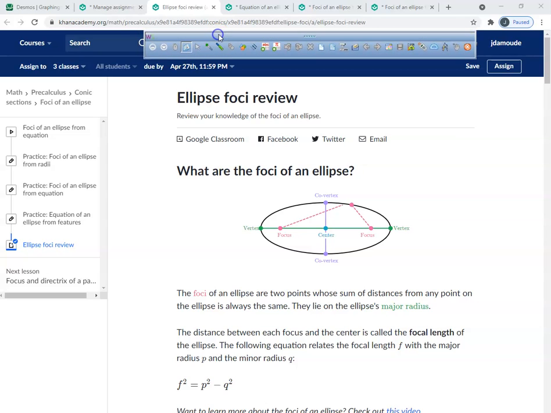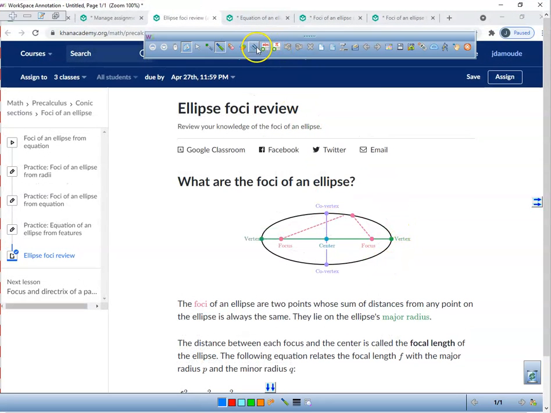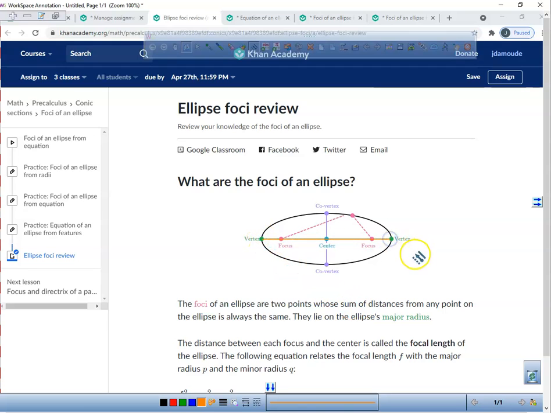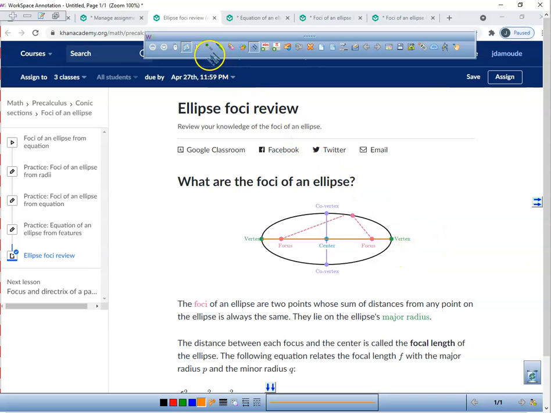We're going to do a quick little foci review here, dealing with an ellipse. Hopefully you guys have your picture of your ellipse in your journal. So, by the way, quick little review. Does anybody know what this distance right here, all the way across, in orange, that I just did, is called?